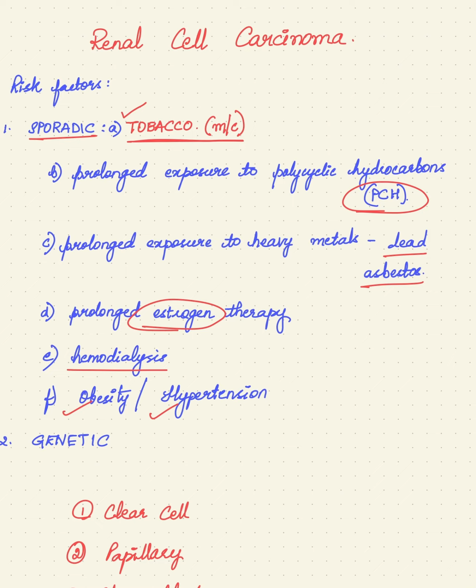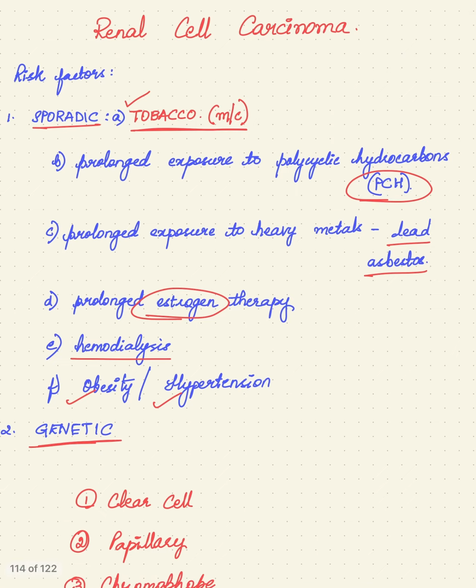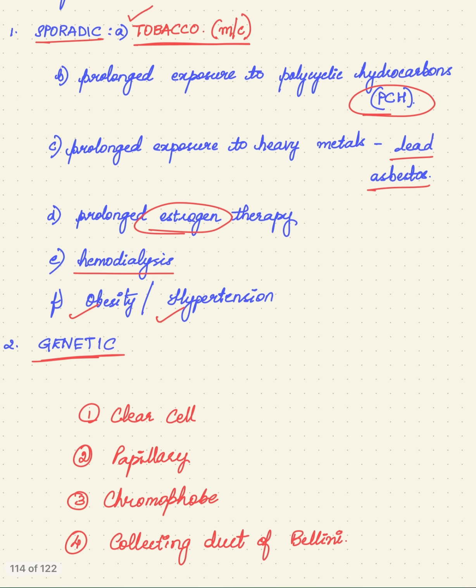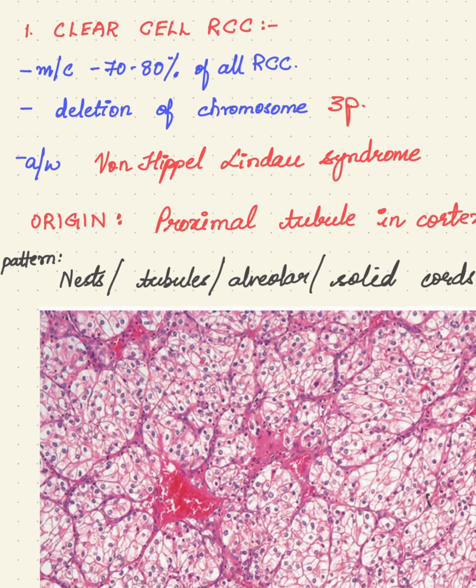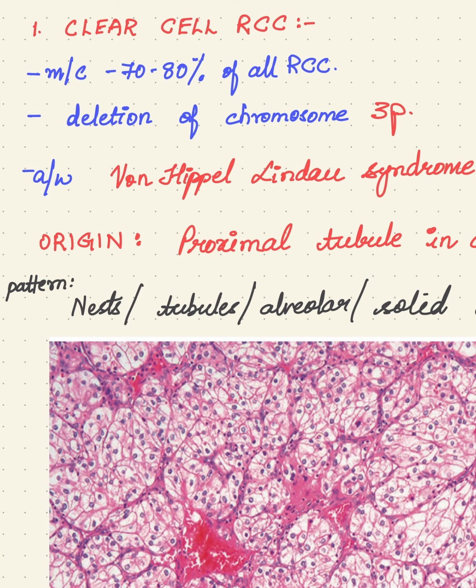The genetic causes we'll discuss for individual variants in the coming slides. Here we'll discuss the clear cell variant, papillary, chromophobe, and collecting duct variants of carcinoma of RCC. Firstly, coming to the clear cell variant of RCC, the clear cell variant is the most common. It contributes to the majority of RCCs, about 70 to 80% of RCCs are clear cell variant.